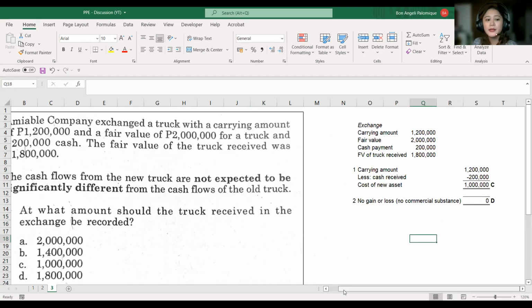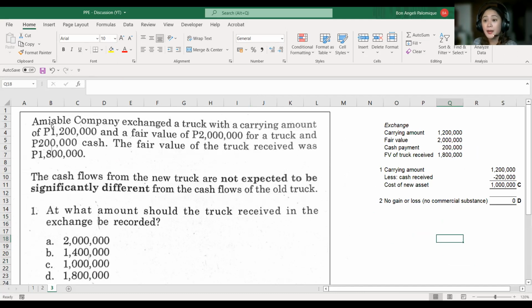Last problem natin, si Amiable Company nag-exchange na to. Truck. So, nag-exchange siya ng truck with a carrying amount of 1,200,000, fair value of 2 million for a truck, and nagbayad pa siya ng 200,000. Ang fair value ng truck is 1.8. Cash flows are not expected to be significantly different. Narinig mo na to kanina. So, ibig sabihin, pag ganito, walang commercial substance.